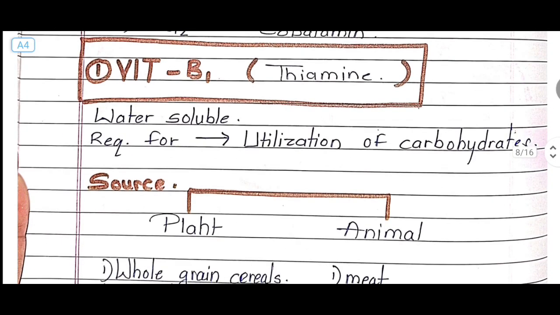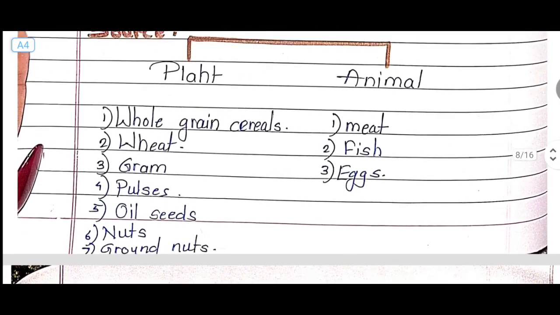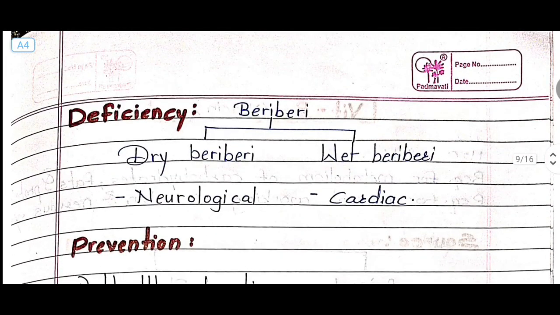So listen carefully. The first one is vitamin B1, thiamine. It is water soluble, required for utilization of carbohydrates. Source is plant source and animal source. In plant source, we can obtain vitamin B1 from whole grain cereals, wheat, gram, pulses, oilseeds, nuts, groundnuts, etc. And from the animal source like meat, fish, eggs, etc.